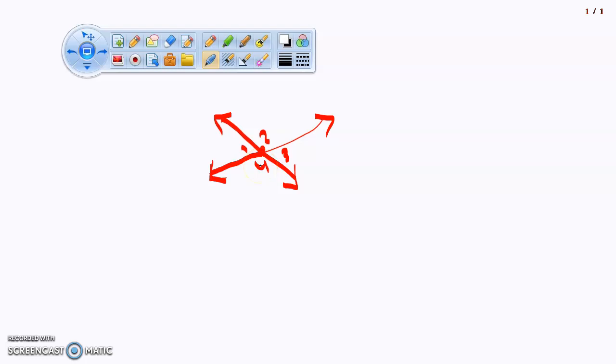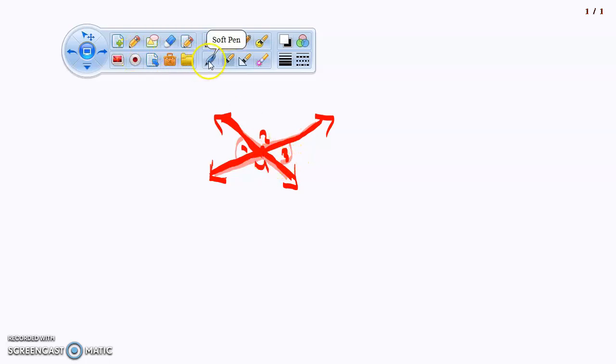As you can see here, this angle is opposite to this angle, and also here. Let me change the color for you. This angle and this angle are also opposite each other. So angle 1 is vertical, or opposite, to this angle number 3.